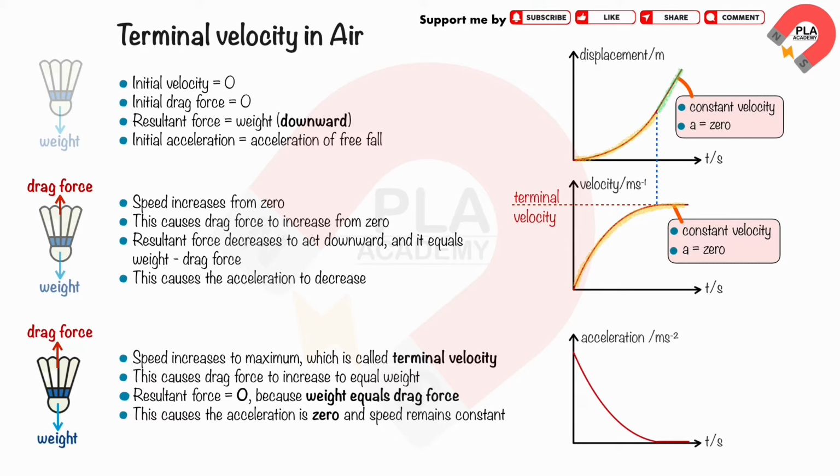The graph of acceleration varies with time t of this motion is shown, like this. The initial acceleration is equal to the acceleration of free fall, and then it decreases until 0 when terminal velocity is reached.